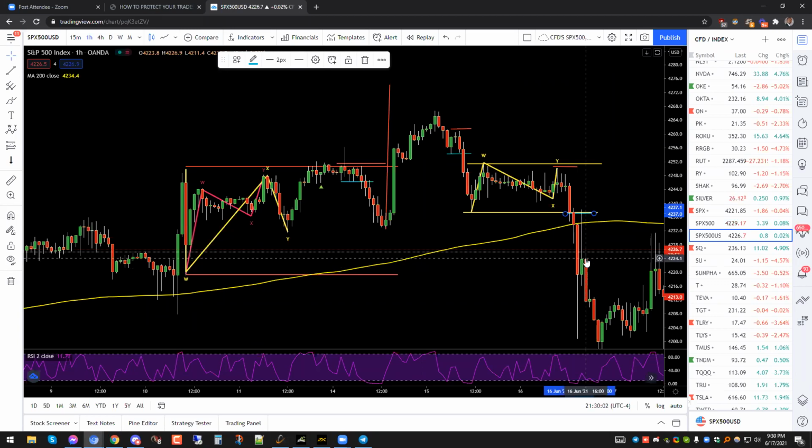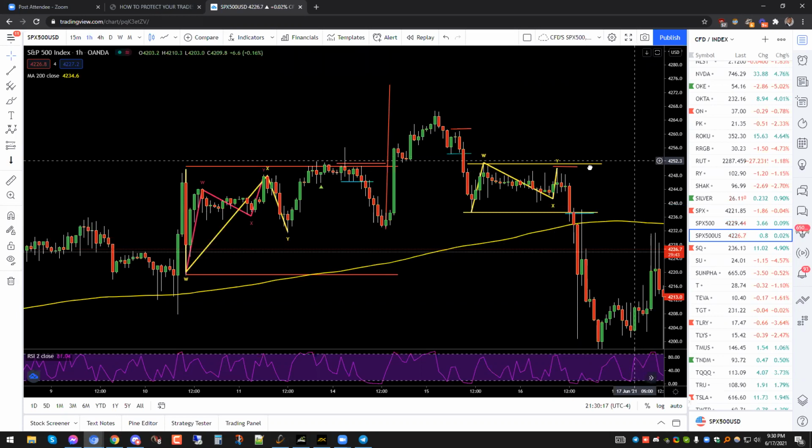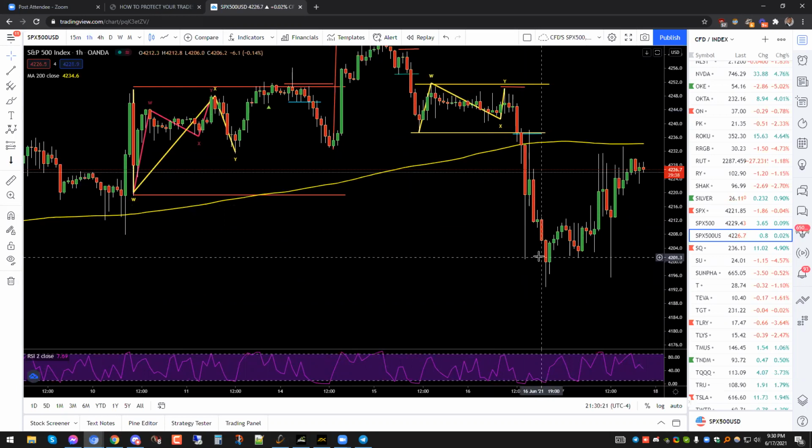So this is the 4 p.m. Eastern Standard candle. You would have to exit by 4 p.m. Eastern Standard and be done with your trade. Okay? If you're looking to trade the news. Let us see if we have another setup.